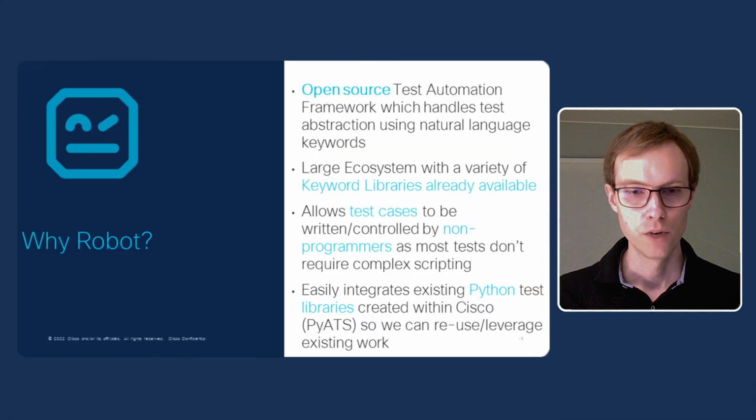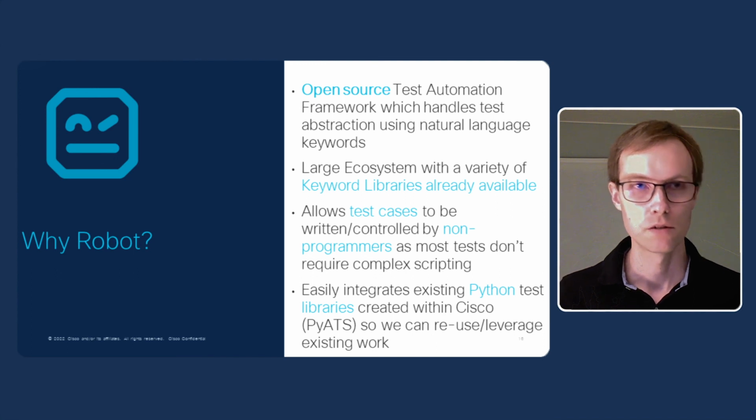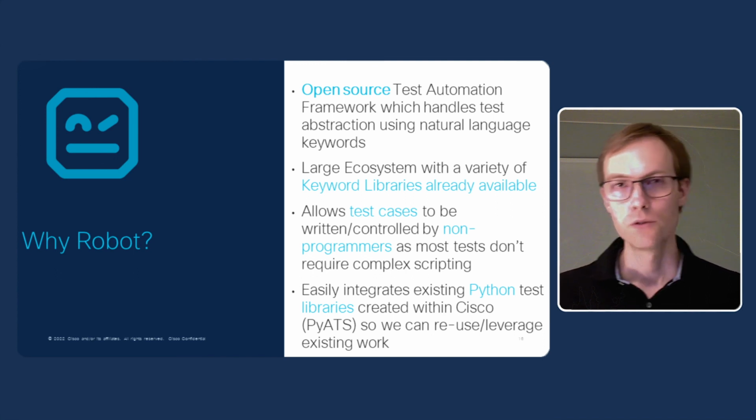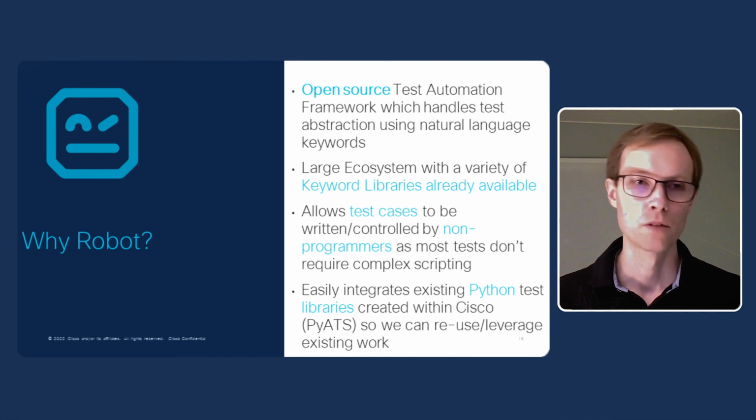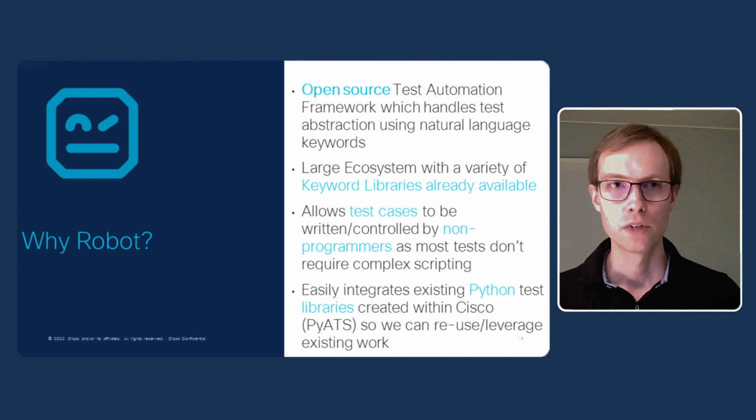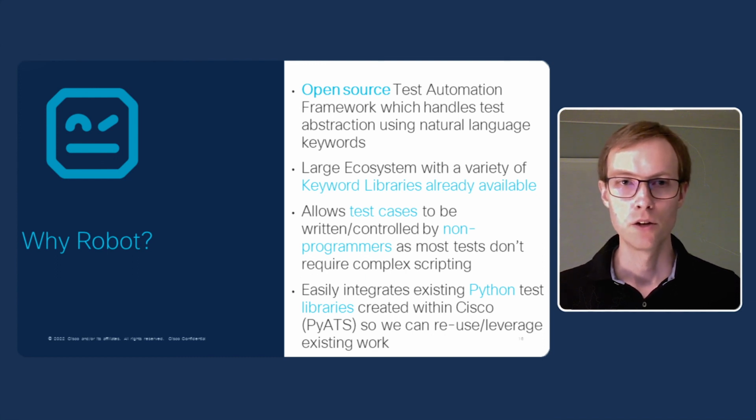And why do we actually choose Robot for these in Cisco? So Robot is the open source test automation framework, which has quite natural language keywords. This allows for non-programmers to actually do these kinds of test cases without learning too much complex scripting. And Robot has a very large ecosystem and a large variety of keyword libraries which are openly available to the public.